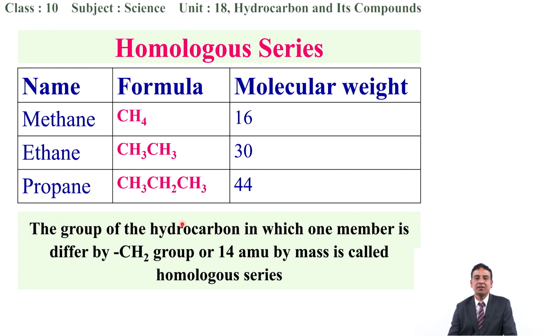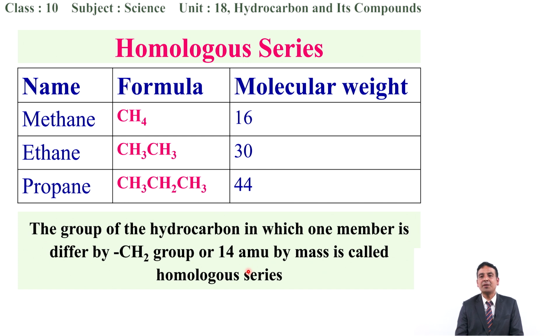This is the definition. A group of hydrocarbons in which one member differs from the next by 14 AMU or CH2, as I have just discussed. This is all about the definition. For your convenience, I am defining the term.